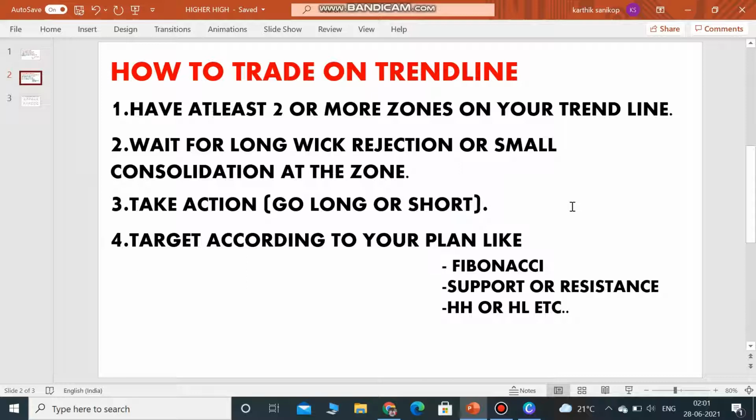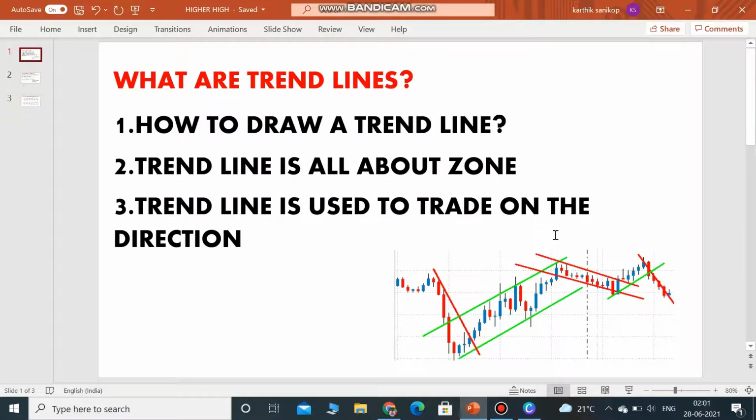Hello guys, in this video I will be talking about how to trade on a trend line using small concepts like Fibonacci, support and resistance, higher high and higher low, and I will be showing it step by step. I have also done a basic video on trend lines, which is part 1, where I explained how to consider it as a zone and how to draw it. You can check that out.